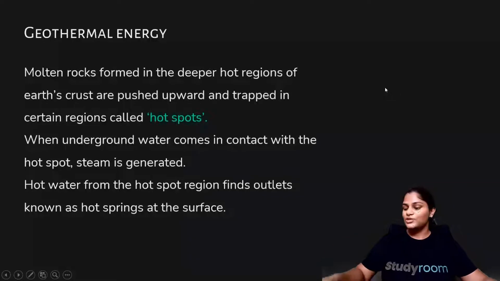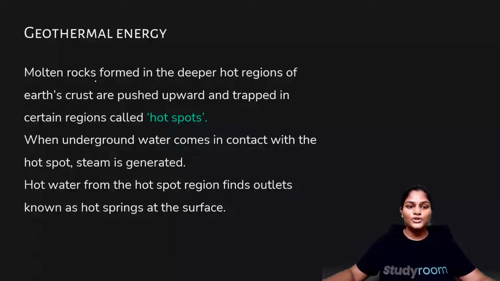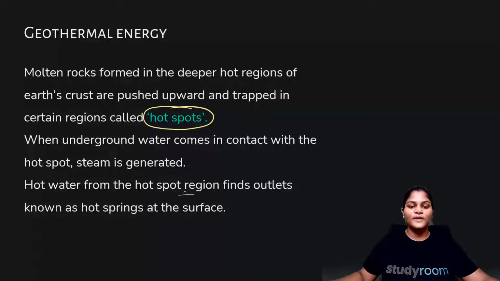Now let's see what geothermal energy actually is. It says that molten rocks formed in the deeper hot regions of Earth's crust are pushed upwards and trapped in certain regions called hotspots. When underground water comes in contact with the hotspot, steam is generated. Hot water from the hotspot region finds outlets known as hot springs at the surface.